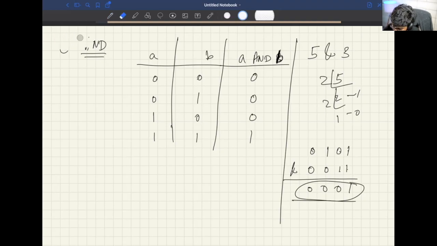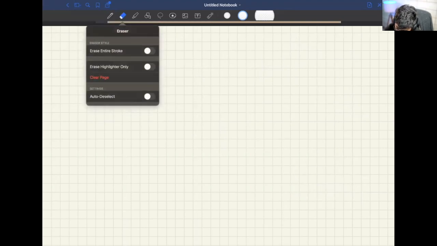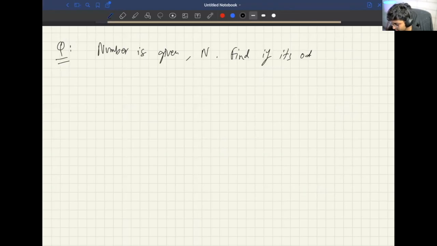But this is very boring stuff. Like, okay, we are doing this. Like we all know we are doing this. But what is the use case? Use case is something we'll look into shortly. Okay. So basically what we're trying to do is, let's say a question is given to you. Now you are asking for a use case, right? You're given a number, let's say n. Find if it's odd or even. How would you do that?